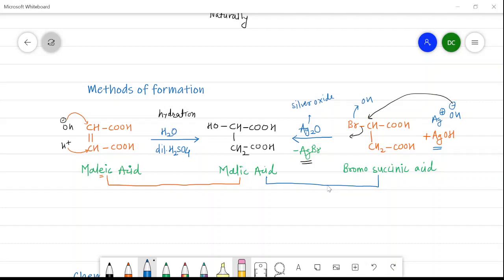Now we will see the chemical properties of malic acid.